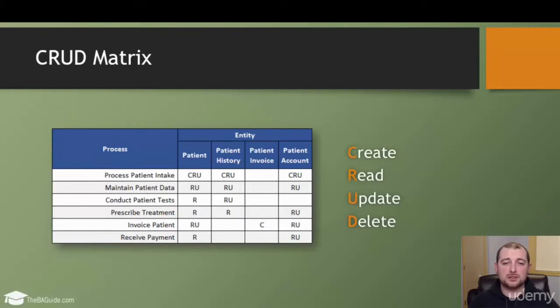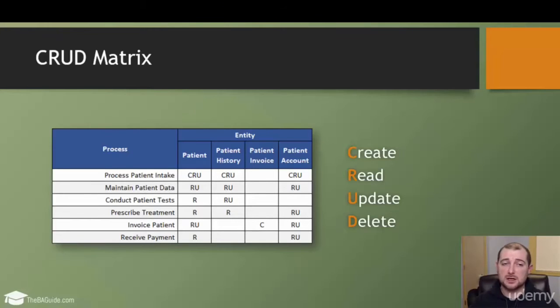The next CRUD matrix is going through and it's just talking about the processes rather than the information. So you have the entities across the top, which are basically like the tables or the actors, and the processes along the left-hand side. So for the process patient intake, that particular process needs to be able to create, read, and update the patient record, which makes sense, right? I mean, you have to be able to create, read, and update a patient record.